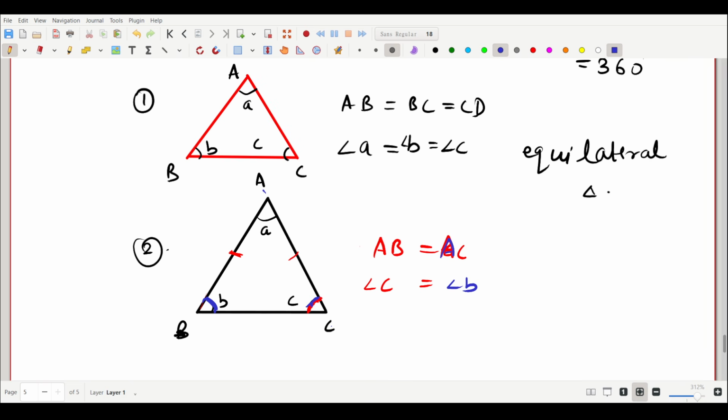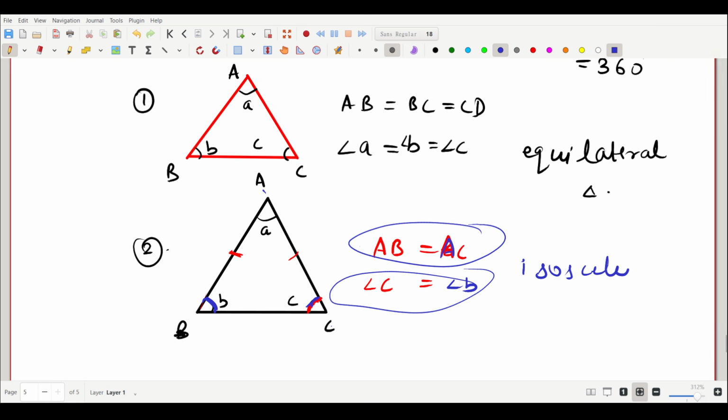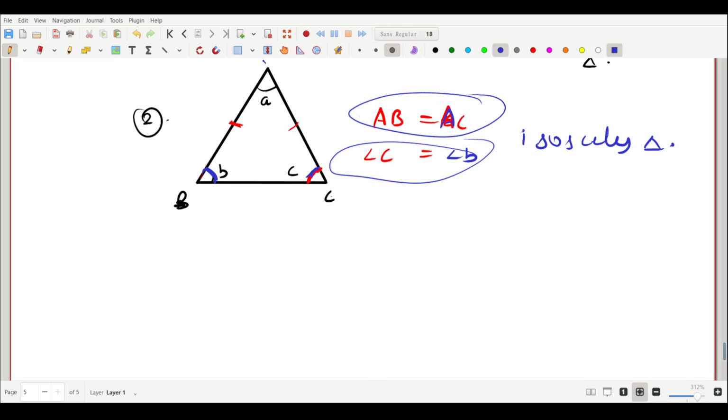So such a triangle whose two sides and two angles are equal, such a triangle is known as an isosceles triangle. Isosceles triangle. Okay.